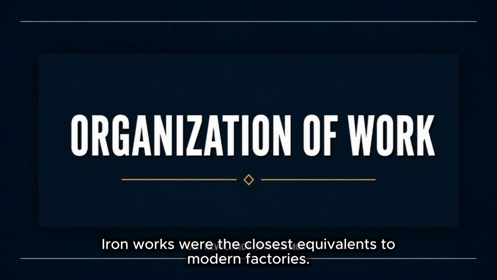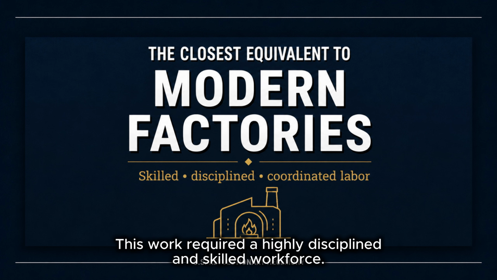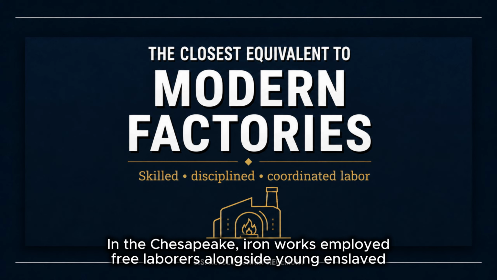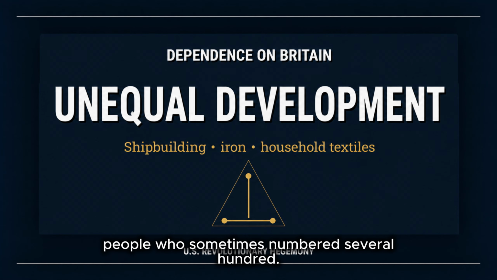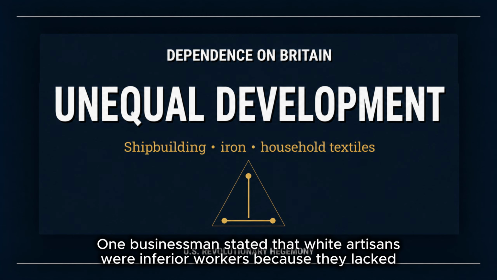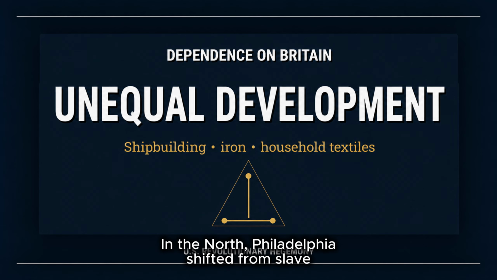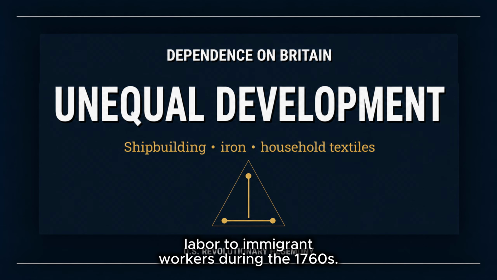Organization of work. Ironworks were the closest equivalents to modern factories. Operating furnaces required a high degree of coordination. This work required a highly disciplined and skilled workforce. In the Chesapeake, ironworks employed free laborers alongside young enslaved people, who sometimes numbered several hundred. One businessman stated that white artisans were inferior workers because they lacked patience and loyalty, and were unwilling to be reprimanded. In the North, Philadelphia shifted from slave labor to immigrant workers during the 1760s.